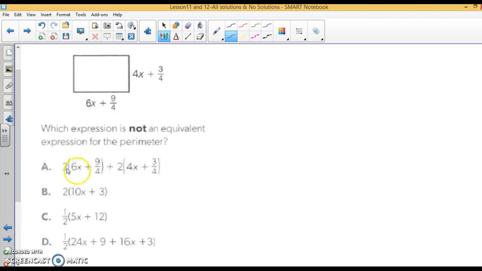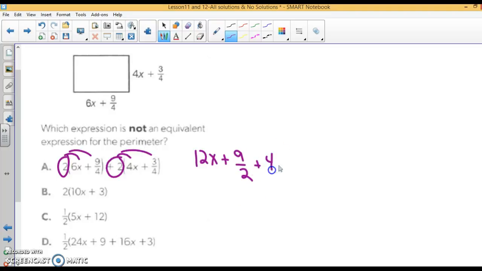Now, if I actually simplify this, let's use the distributive property. I'll have 12x plus 9x. I'm going to distribute the 2 here. I'll have 4x plus 3x. And when I add these, I get 16x plus 12 halves. 12 halves is 6. So 16x plus 6.